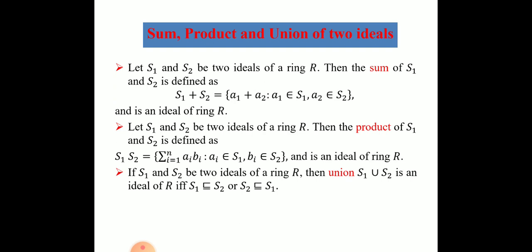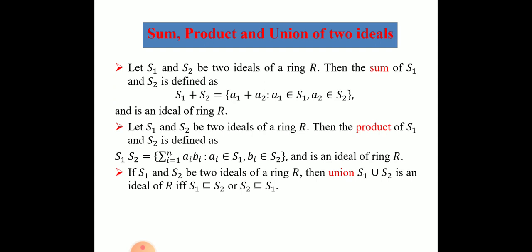And the product of S1 and S2 is defined as the collection of all the finite combinations of the form a_i b_i, where a_i belongs to S1 and b_i belongs to S2. The product of two ideals is again an ideal.